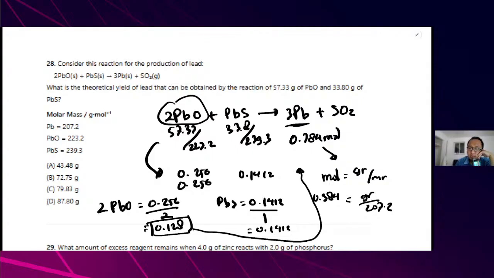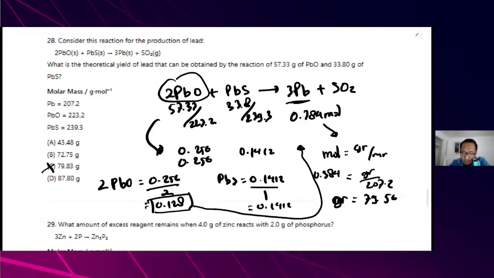So times 207.2, the mass will be 79.56. Is there any 79? Okay, 79, it will be C. Okay, it will be C for the answer. Probably I'm wrong, I just need to take a look at the answer. Number 28, it's C. Yeah, that's correct.